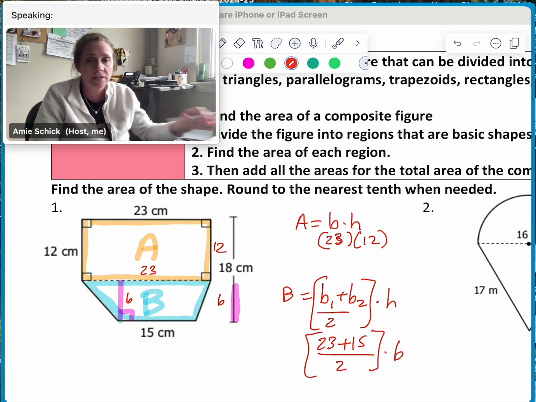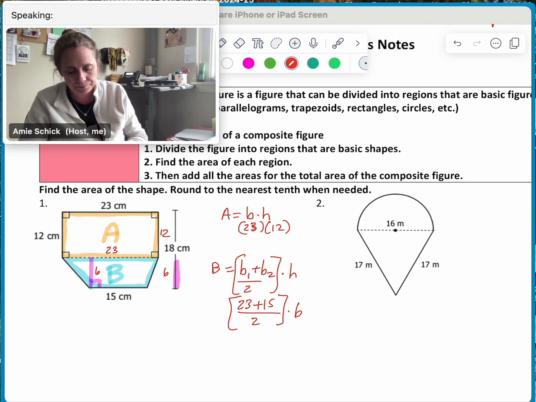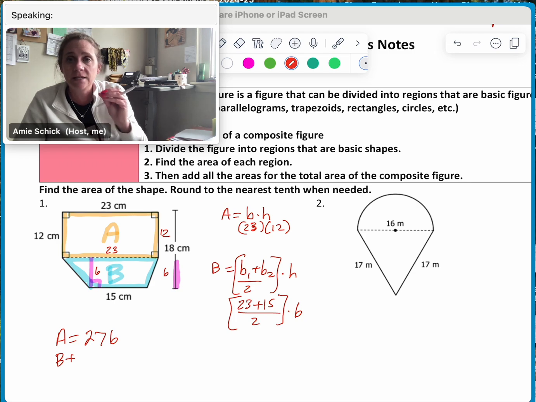And now all of that just goes in the calculator. 23 times 12 is 276. So the area of A is 276. We are going to be adding the area of B. So 23 plus 15 is 38, divided by 2 is 19. So 19 is absolutely a number between 23 and 15. And we're going to take it times the height of 6.